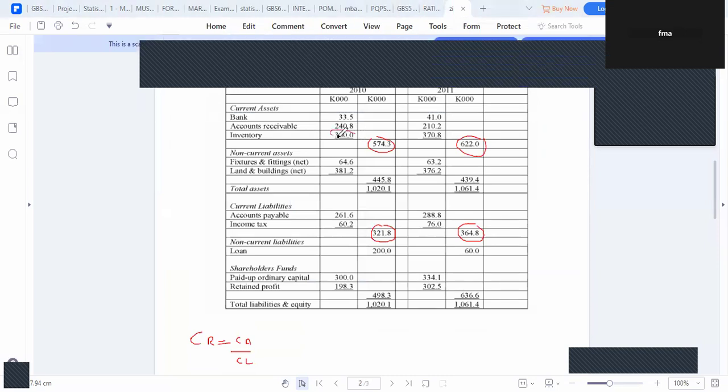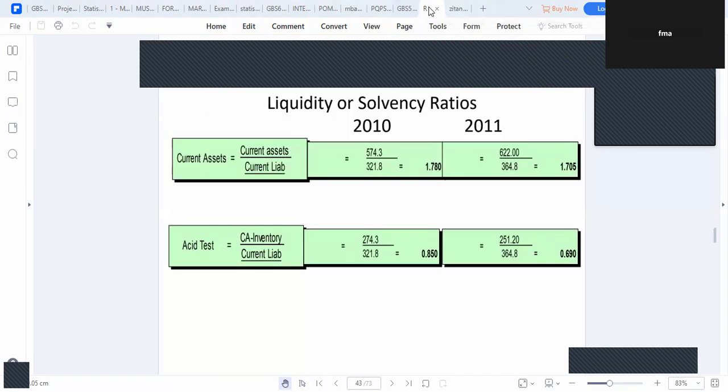So we subtract 500 minus 300, 600 minus 370, then we divide by the same current liabilities. So this is why we are getting the following. The 500 minus 300 we get 274 over the same current liabilities. The 600 we remove the inventory over that. So remember the benchmark for the current ratio you're analyzing is 2 to 1, and for the acid test it is 1 to 1.